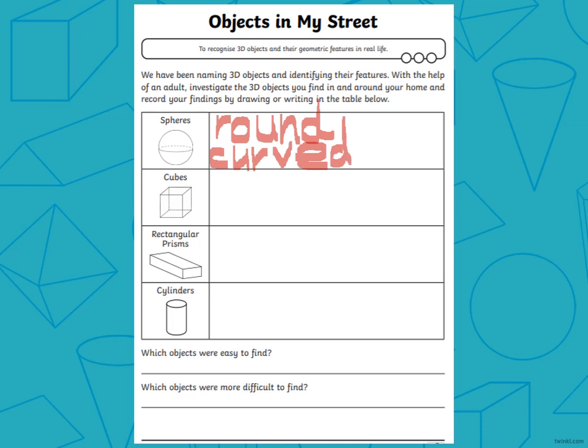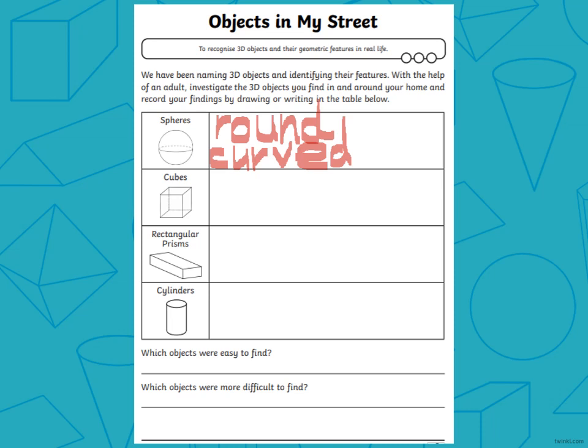Okay, and then your shape might have felt slightly different. It might have been a really smooth sphere. So you could say smooth, or it could have been something that was a little bit rough, but you can think of all the ways that it describes your shape that you find.